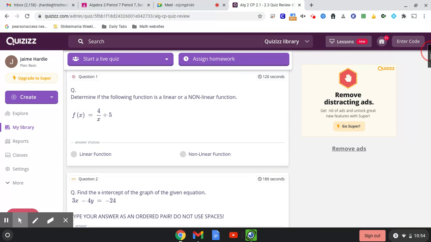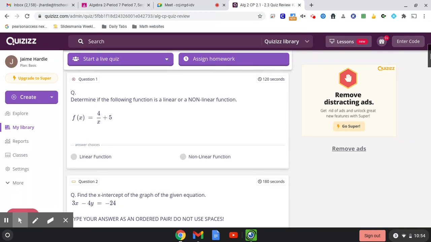All right, this one says find the x-intercept of the graph of the given equation. So you've been given a linear equation. It's not in slope-intercept form. It's in standard form. They want you to find the x-intercept. So guys, let me just write it down. 3x minus 4y equals negative 24.